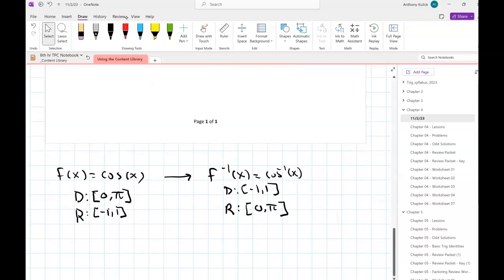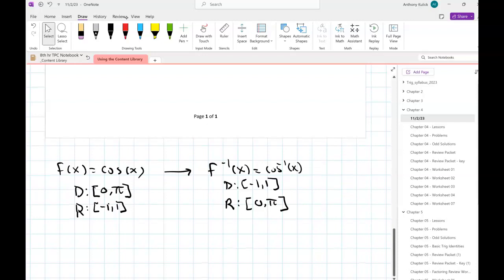What quadrants cover the angles from 0 to pi? What quadrants? 1 and 2. Good.